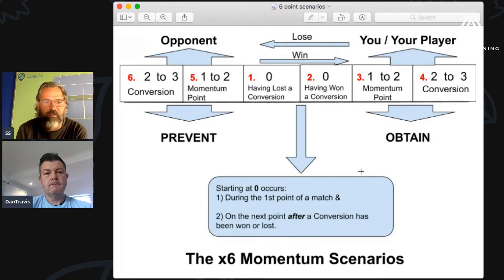Racket throwing stops, negative talk stops, negative body language decreases. It is phenomenal. And so I can say without a shadow of a doubt in my mind that this is probably the best system that I have ever come across in my almost 25 years of coaching.